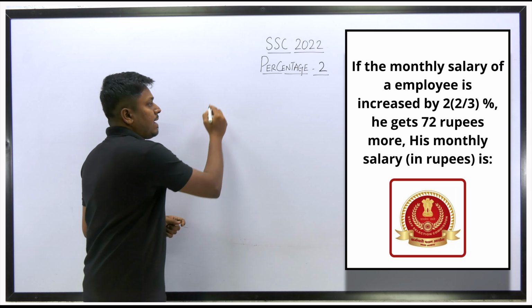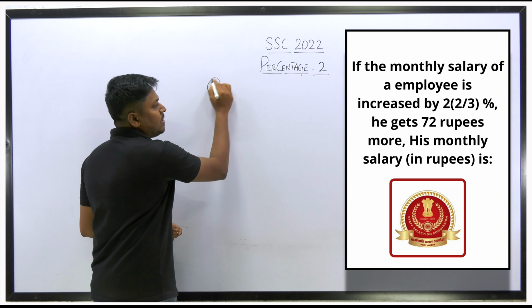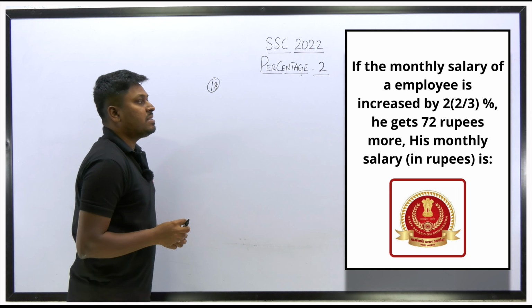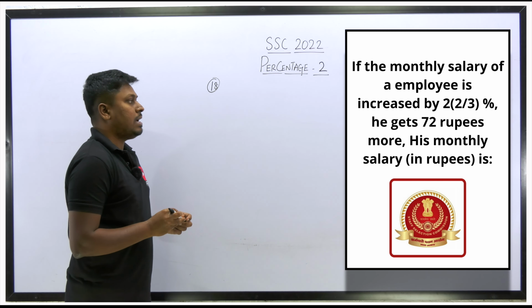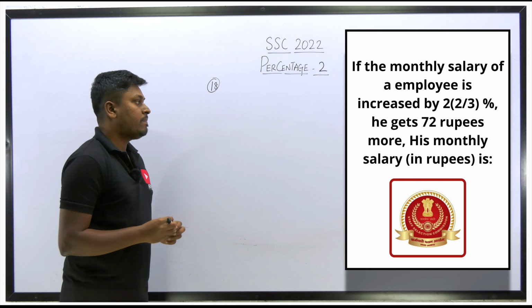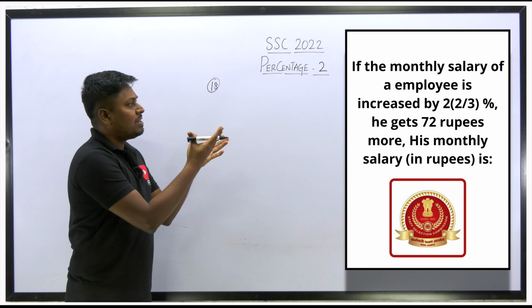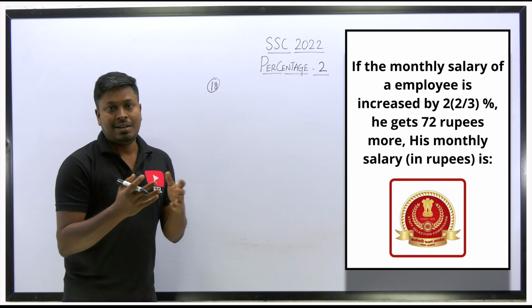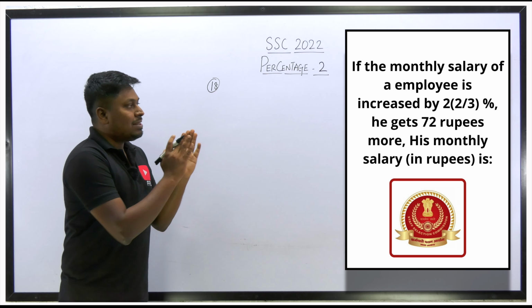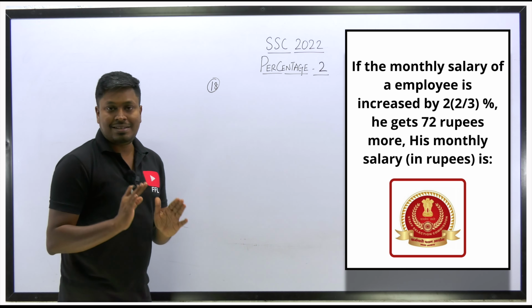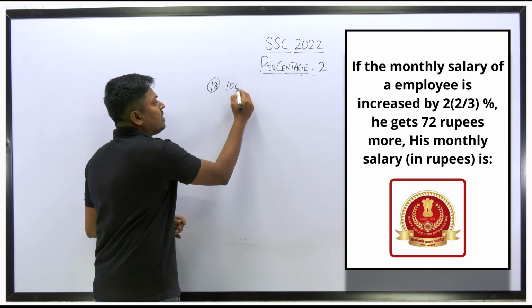So question number 18. If the monthly salary of the employee is increased by 2/3 percentage and he gets 72 rupees more, what is his monthly salary? If you understand this question, even pen and paper is not required. It's very simple. Our target is to find the monthly salary of the person, which is unknown.